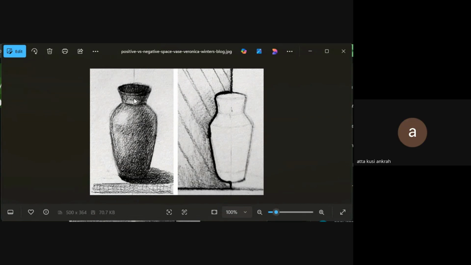Why? Because I can see the top of the vase, the oval shape over there. You can see the top, the opening of the vase. So that means it is done in below eye level, not on the eye level. Fine. Good.